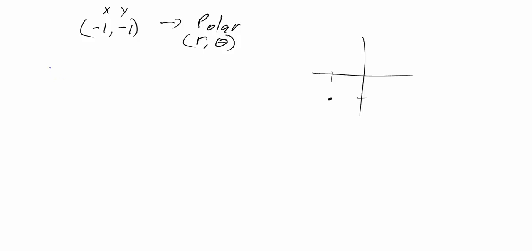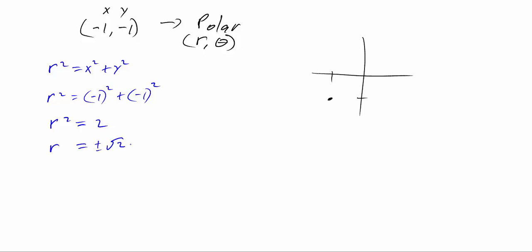And now we're going to still use r squared equals x squared plus y squared. So r squared is equal to (-1) squared plus (-1) squared. So r squared equals 2. And just like before, we would end up with a plus or minus square root of 2. And if we go to find the angle theta, we know theta is going to be equal to the inverse tangent of y over x. So for this one, we would have the inverse tangent of -1 over -1, which would be +1.